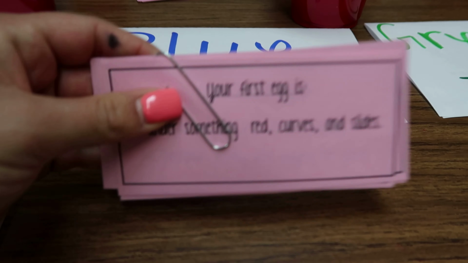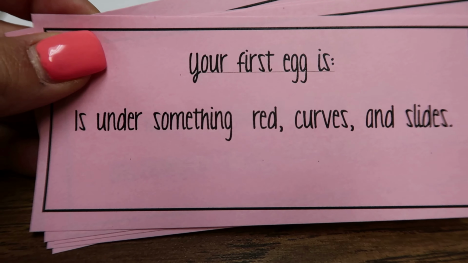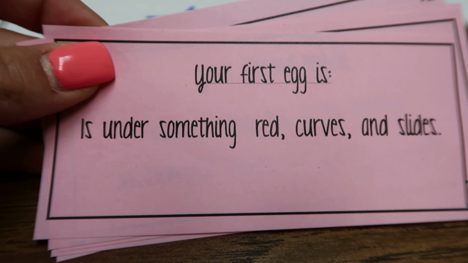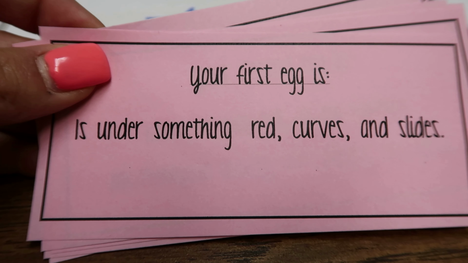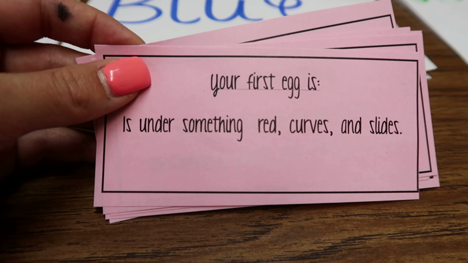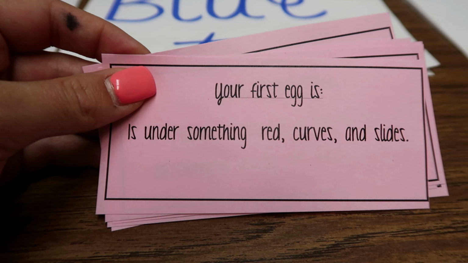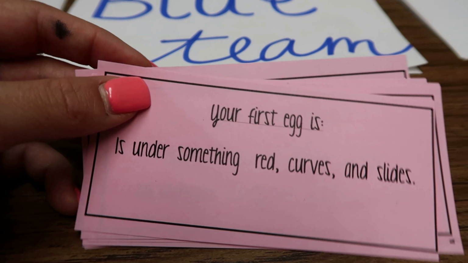So I already prepped all these, they're in order. The first clue is, "Your first egg is under something red, curves, and slides." So this is actually on the playground. This is going to be underneath our curvy slide. And my brother's going to hide them in the wood chips a little bit, peeking through.